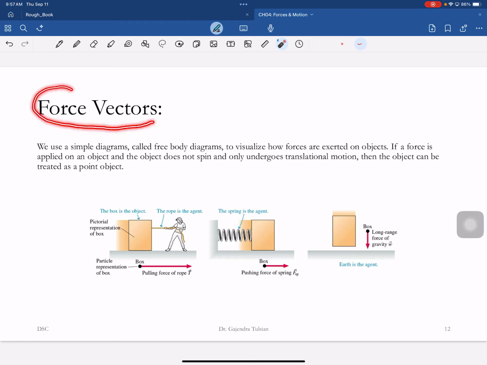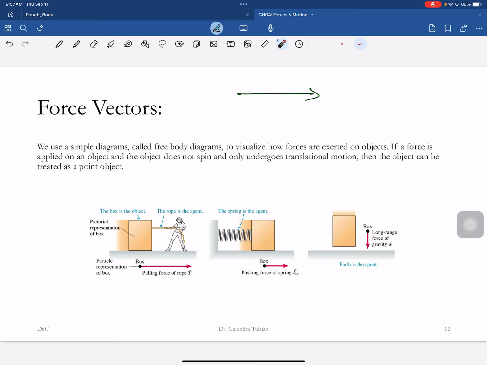Forces are represented by vectors. Vectors are directed line segments, okay? So the direction of the vector tells you the direction in which the force acts, and the length of the vector tells you how strong the force is. For instance, this person is pulling this box.